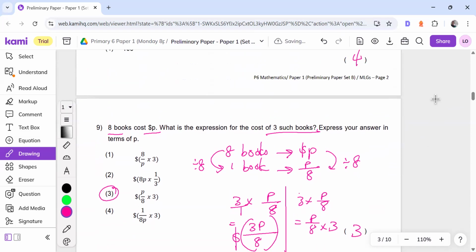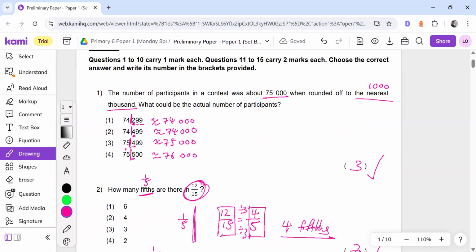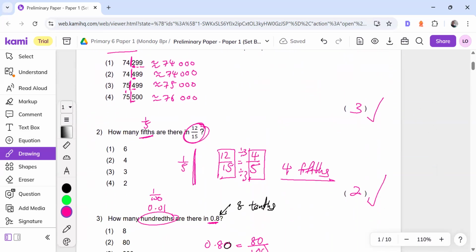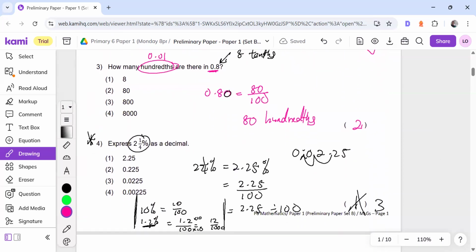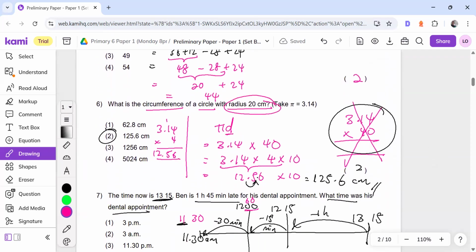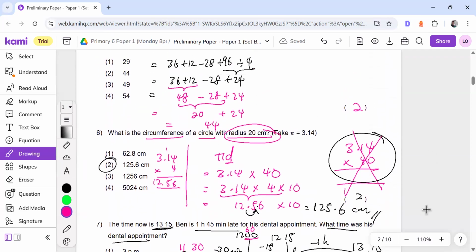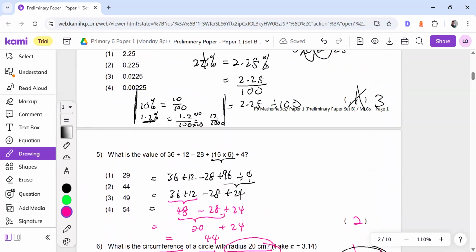For Joshua and Jairus, you came in later, right? Just have a quick check on the answers. Any mistake, you tell me. Question 1 is 3. Question 2 is 2. Question 3 is 2. Question 4 is 3. Question 5 is 2. Question 6 is 2. Sorry, say again. Question 4, question 4 got mistake.